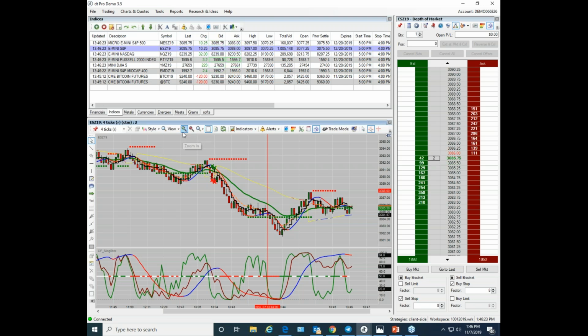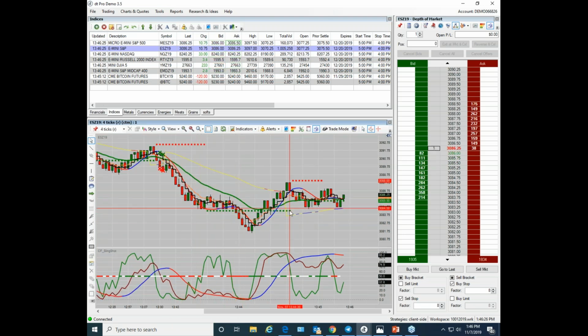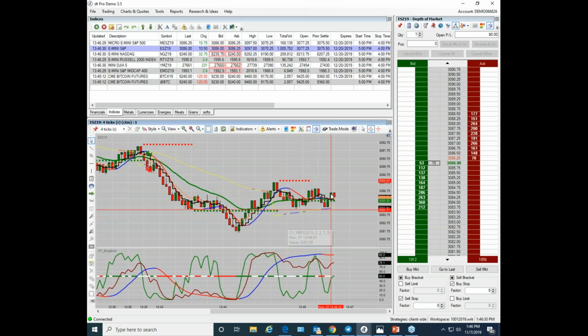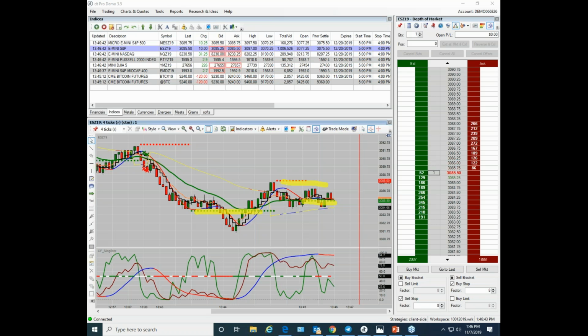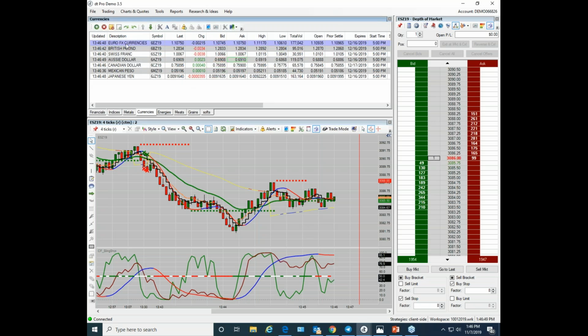All right. ES. We're a little sideways here. So stand up, parade rest for the moment. We got some sideways action. Choppy, with support and resistance dots. So stand pat. Let's look at maybe the euro.